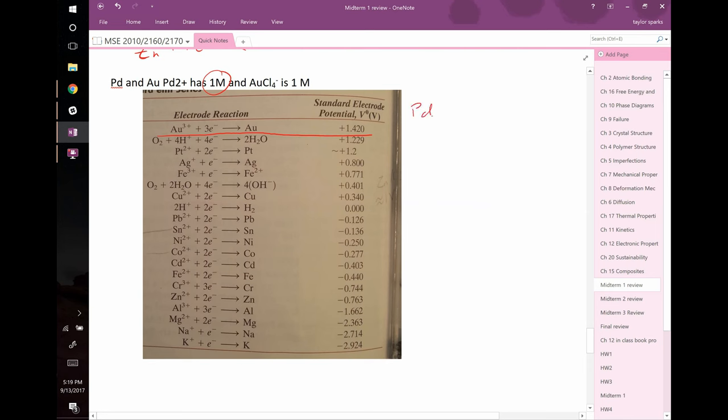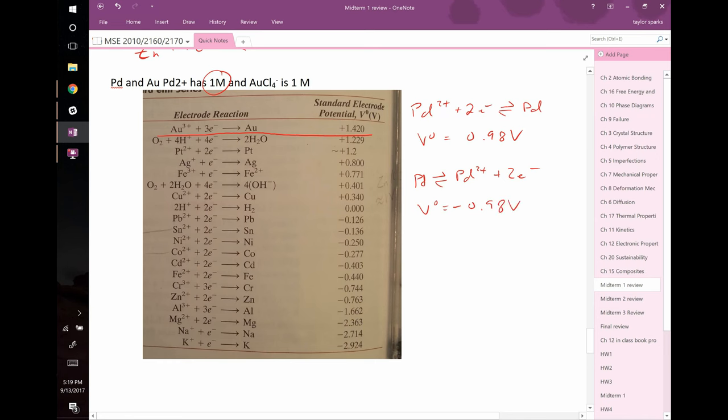It is the V naught. So V naught for that is equal to 0.98. So which one is more negative? Palladium. So gold is actually more of a noble metal than palladium, right? So let's flip the palladium, right? When we flip it, we now have palladium creating palladium ions, 2 plus 2 electrons, and our V naught is equal to negative 0.98. Can we add these together?